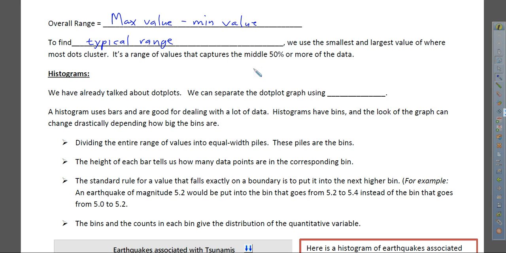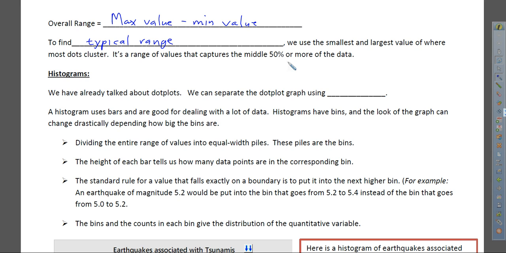So a typical range: we use the smallest and largest value of where most of the dots clustered, in the middle, we should say. It's a range of values that captures at least the middle 50% or more of the data. That doesn't mean it captures all the data. We're just seeing where most people fall.